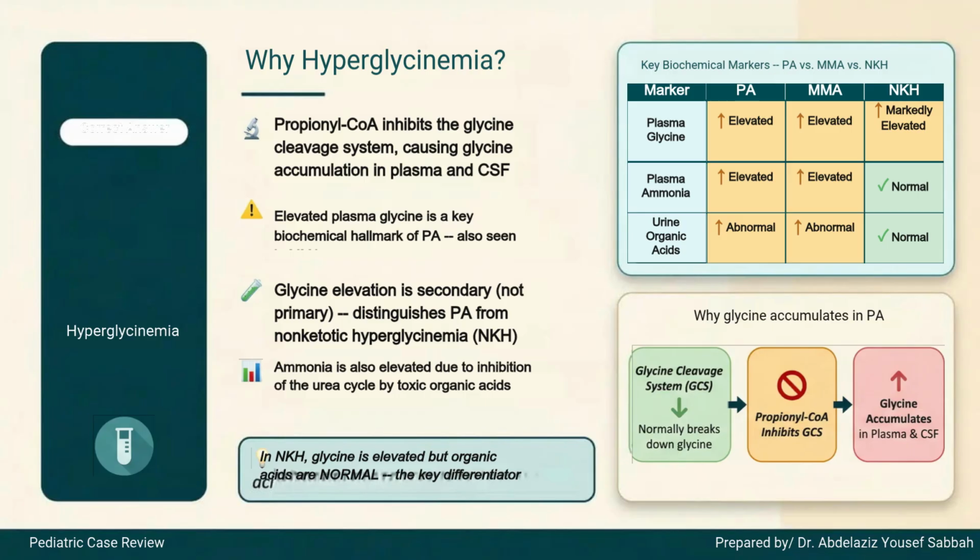Ammonia is also elevated in propionic acidemia due to inhibition of the urea cycle by toxic organic acids. The comparison table shows that in both propionic acidemia and methylmalonic acidemia, plasma glycine is elevated, ammonia is elevated, and urine organic acids are abnormal, while in non-ketotic hyperglycinemia, glycine is markedly elevated but ammonia and organic acids are normal.